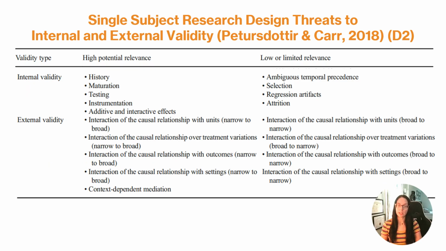Pettersdottir and Carr in 2018 described single-subject research design threats to internal and external validity. Examples of threats to internal validity included history, maturation, and instrumentation. External validity threats included interaction of the causal relationship with units, as well as context-dependent mediation.